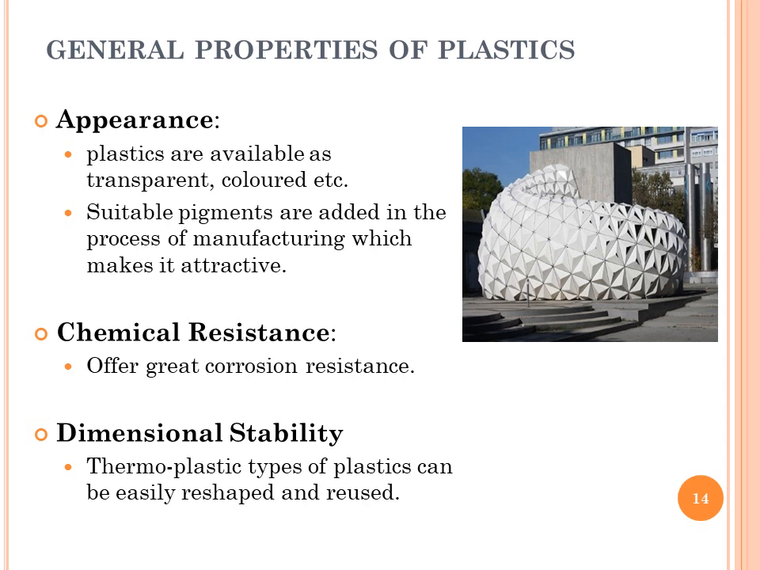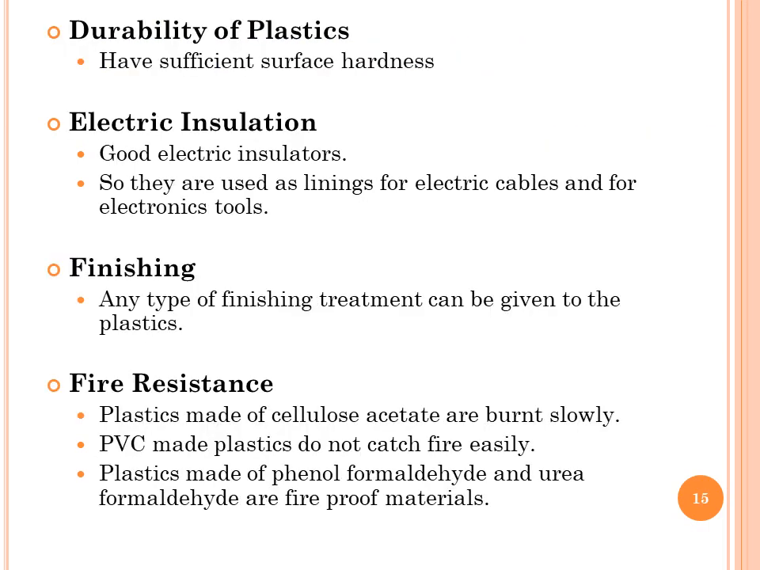Next property is dimensional stability. That is, the thermoplastic types of plastics can be easily reshaped and reused. Next is the durability of plastics. They have sufficient surface hardness. They also have electrical insulation property, so they are used as linings for electrical cables and for electronic tools.